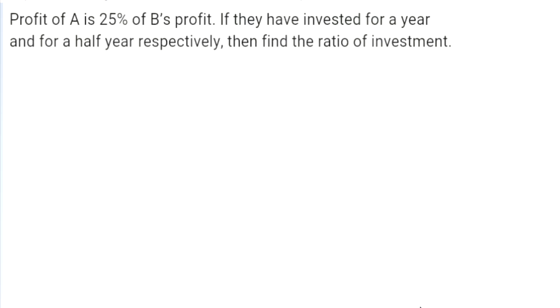Here the profit of A is 75% of B's profit. They have invested for a year and a half year respectively. Find the ratio of investment. Here you should know the ratio of investment. When we say investment ratio, it will always be equal to the profit ratio. See, investment of A to investment of B will always equal profit of A to profit of B. So the ratio is always equal, right?